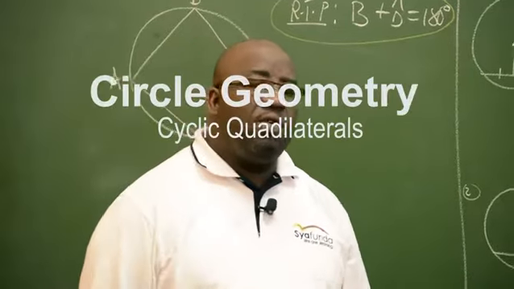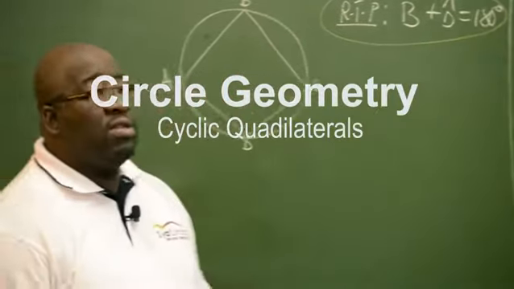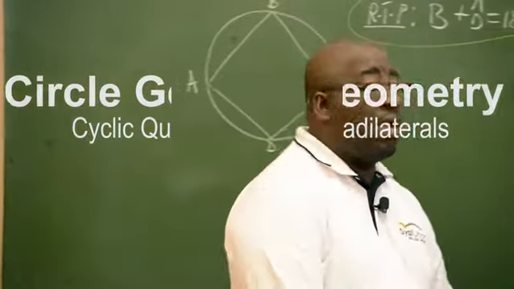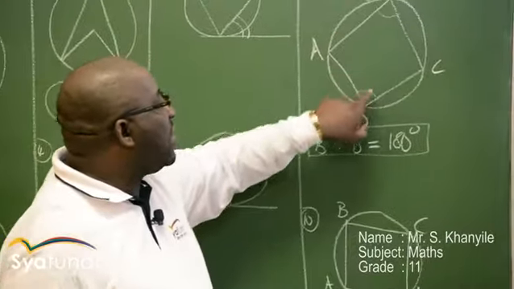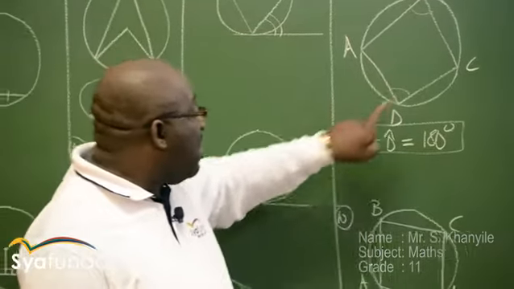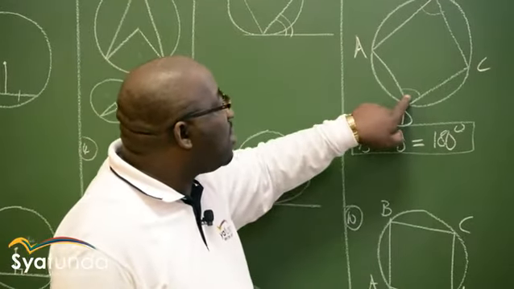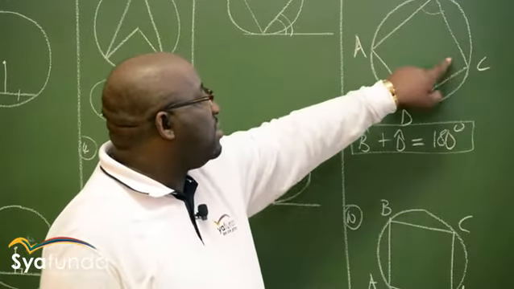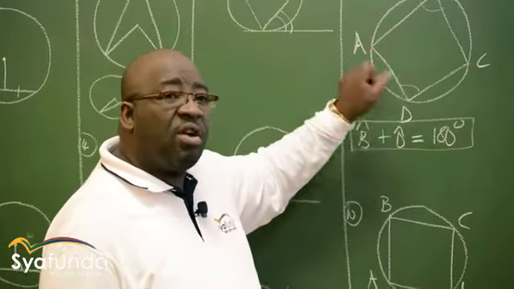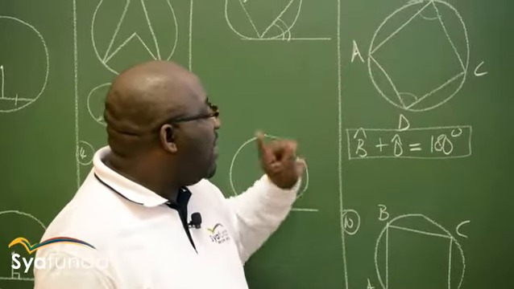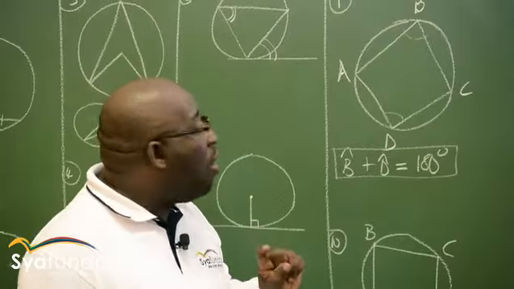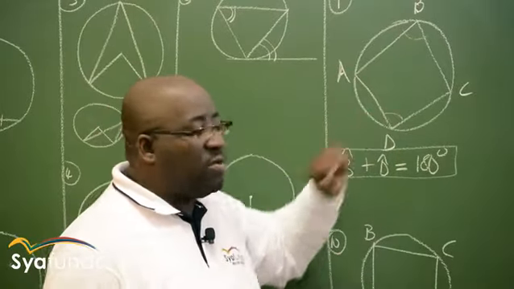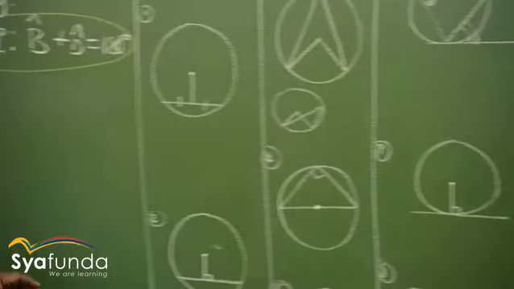Right, let's continue with our theorem 9. Remember, there are only two theorems that deal with cyclic quadrilaterals. This one says the sum of opposite angles of a cyclic quad are supplementary. Remember, these are the opposite angles. The sum of opposite angles of a cyclic quad are supplementary. That simply means that angle B plus angle D is equal to 180, or angle A plus angle C is equal to 180. That's the theorem that we're proving.